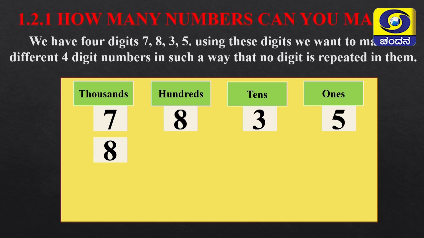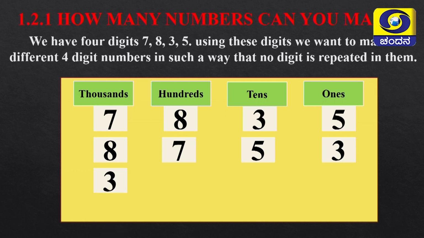We will see. We will change 8 in thousands place, 7 in hundreds place, keep 5 in tens place and 3 in ones place. Which number is found? It is 8753. Now, you read this number: 8753.